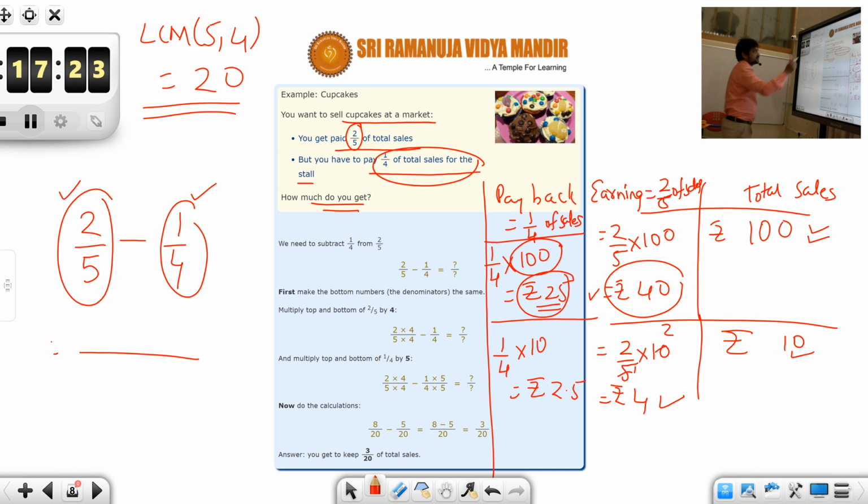So once you have found the LCM as 20, convert these fractions into the respective equivalent fractions with the denominator equal to the LCM. So make the denominator 20. 5 times 4 is 20, so multiply this fraction in the numerator and denominator with 4. Now the denominator turns into 20 and the numerator becomes 8.